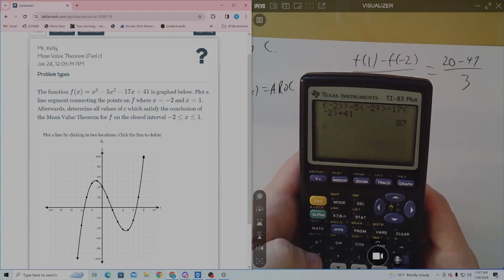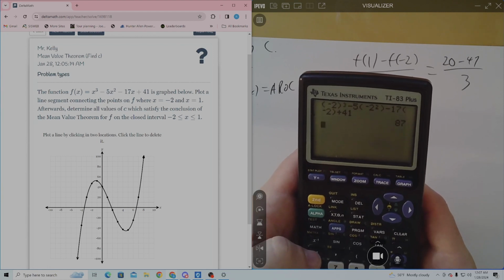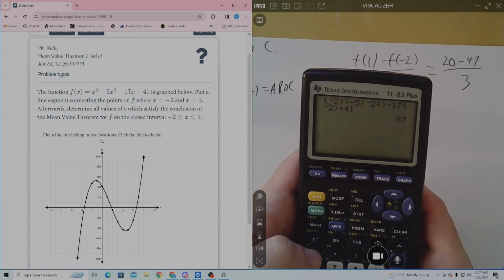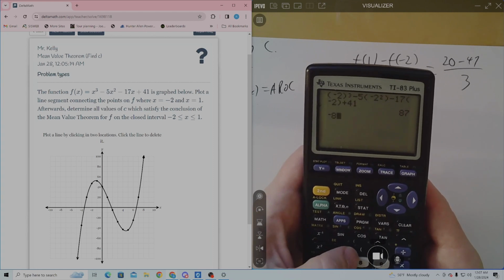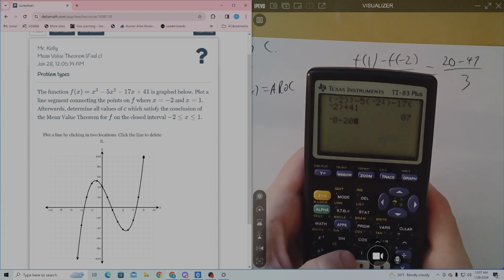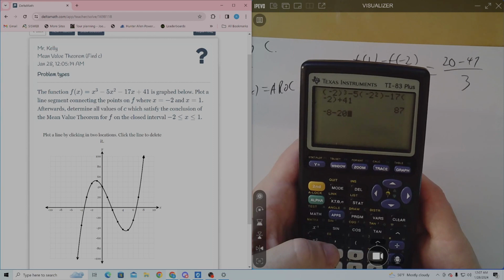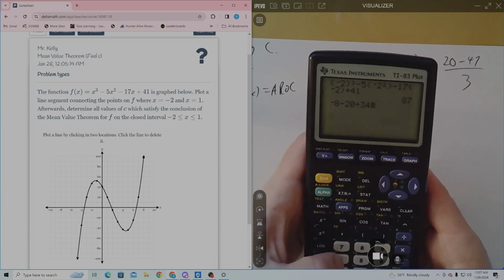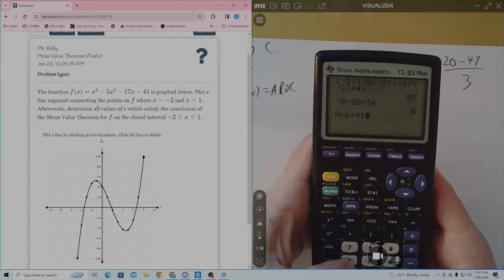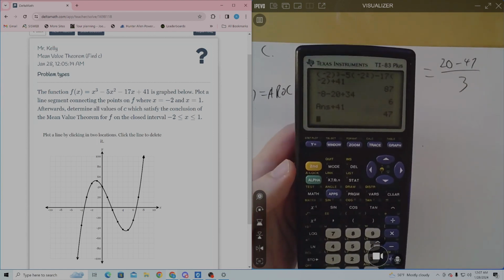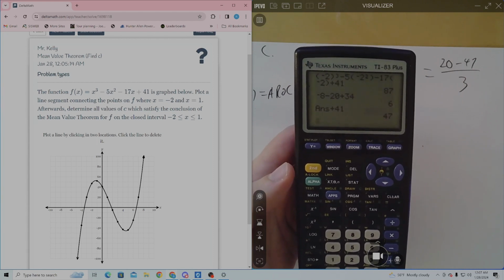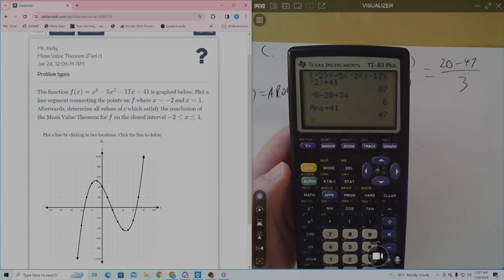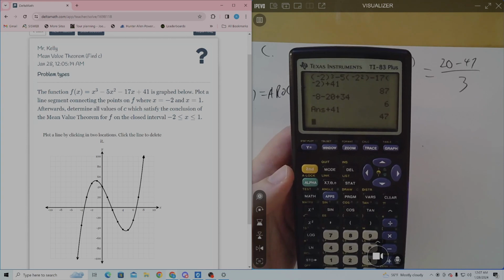I don't know if this is right, because it should be -8 minus 20 plus 34 plus 41. I don't know why that's getting 87. Like I'm looking at that. I don't see how in the calculator it's getting 87. I'm not seeing it.